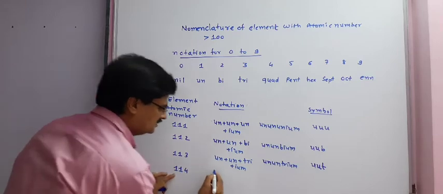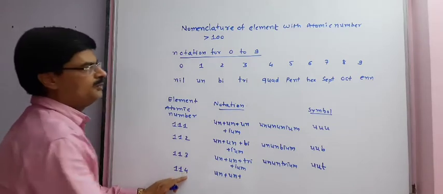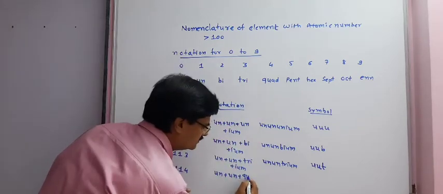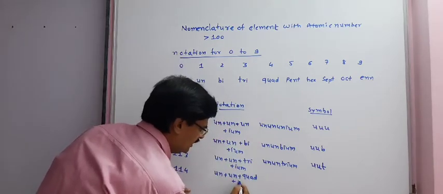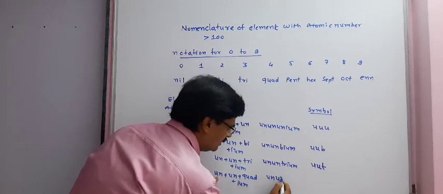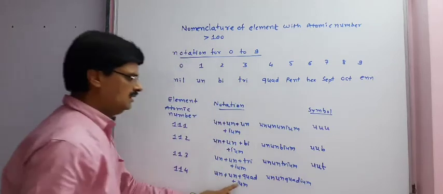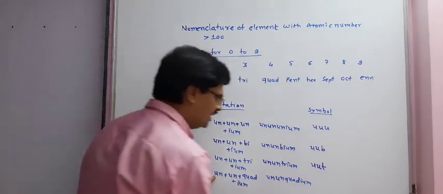114 element. Un plus un. Plus for 4 we have quad plus ium. So the name will be ununquadium. And the symbol will be UUQ.